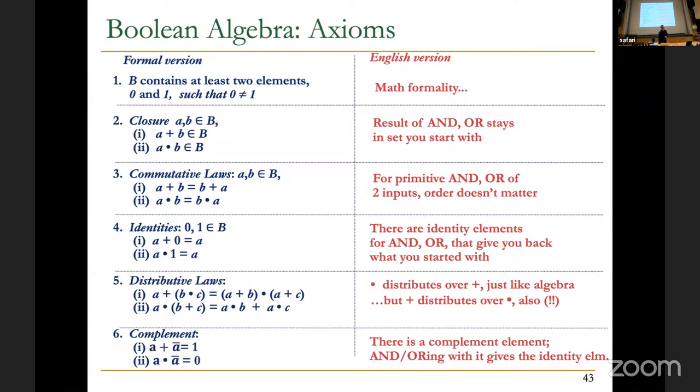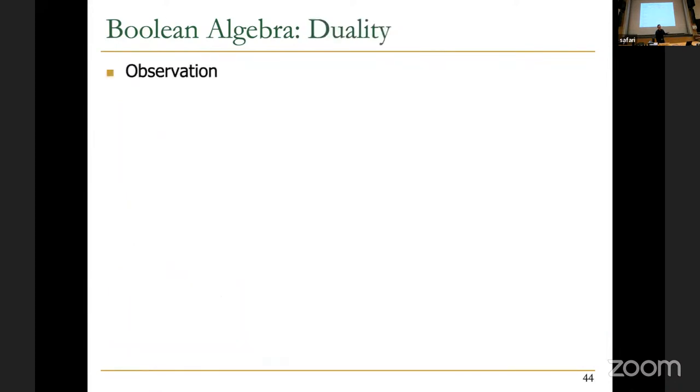Complements, basically, A or A bar is true. That's basically the truth. Either A is true or A bar is true. There is no, let's say, flakiness, right? And A and A bar is false. Both cannot be true, basically, right? Again, this is logic. Okay, let's be more complicated.